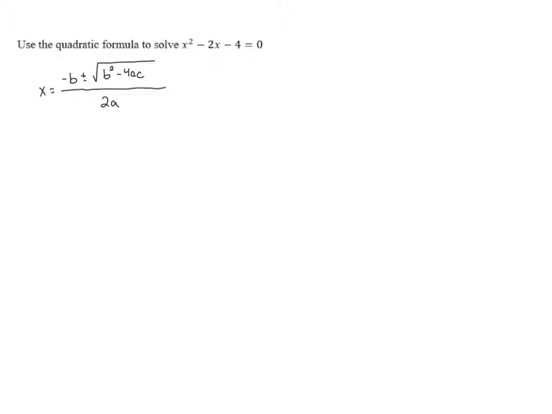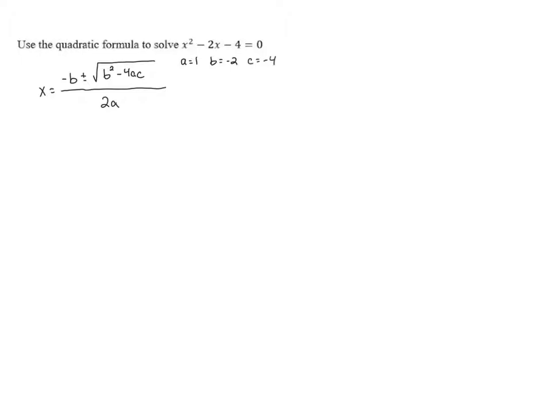Now, the first thing that we need to do is to figure out what the values of a, b, and c are. Remember that a is the coefficient on x squared. In this case, that's going to be 1. b is the coefficient on the x term. In this case, that's negative 2. And c is the constant term. In this case, that is negative 4.